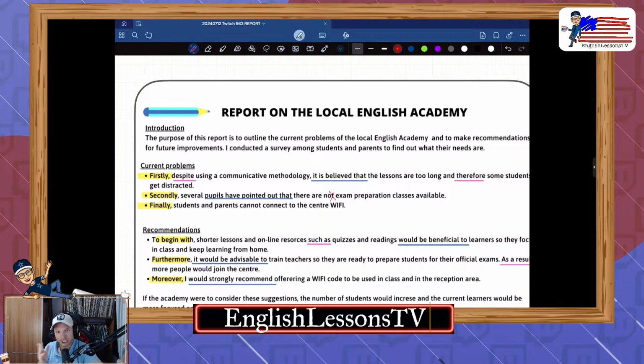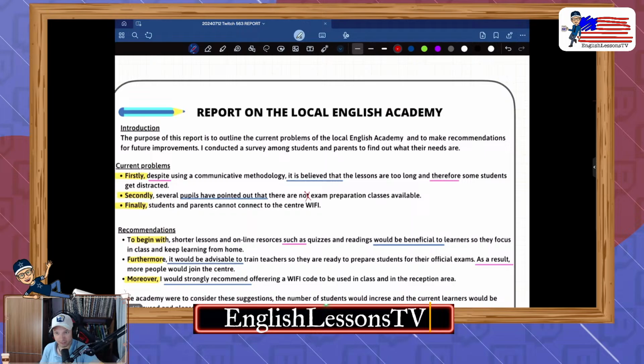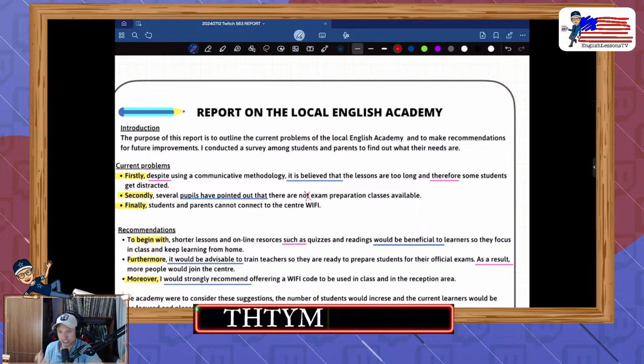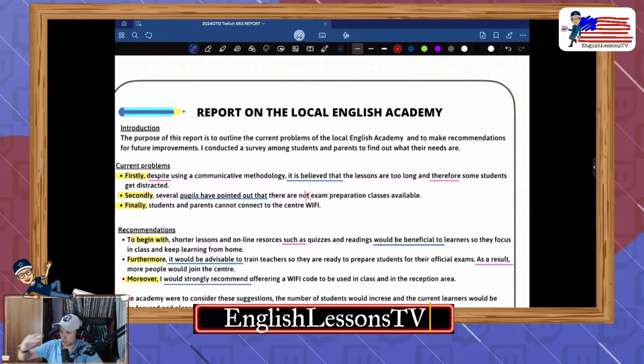To begin with, shorter lessons and online resources such as quizzes and readings would be beneficial to learners so they focus in class and keep learning from home. Furthermore, it would be advisable to train teachers so they are ready to prepare students for their official exams. As a result, more people would join the center. Moreover, or finally, I would strongly recommend offering a Wi-Fi code to be used in class and in the reception area. So as you can see, problem, solution, problem, solution, problem, solution, or recommendation.